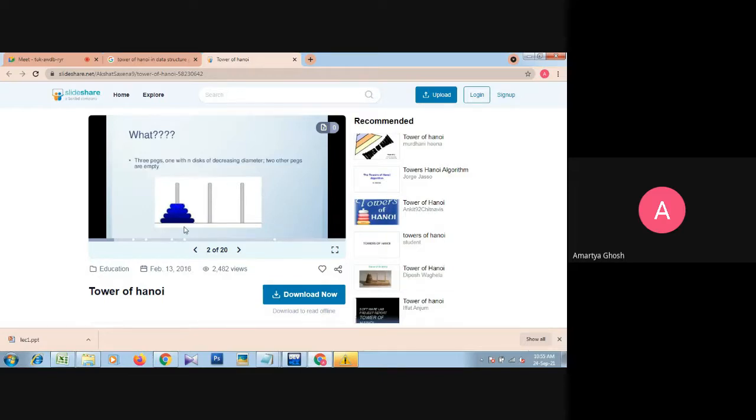Suppose this stand is A, this is B, and this is C. So we can move from A to B or A to C, or any other stand. They have a different logic, a different algorithm. First of all, the rule of this Tower of Hanoi is that there are only three stands, but n number of discs can be there.